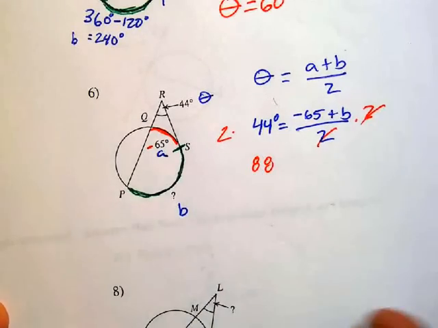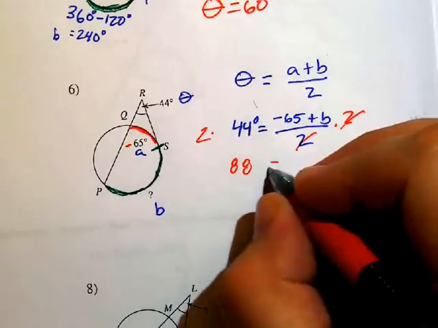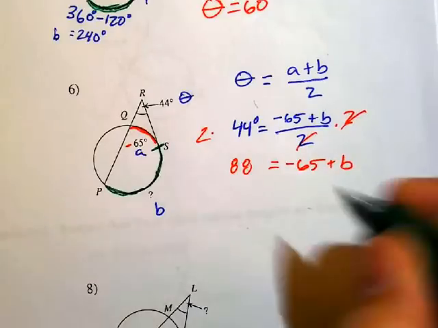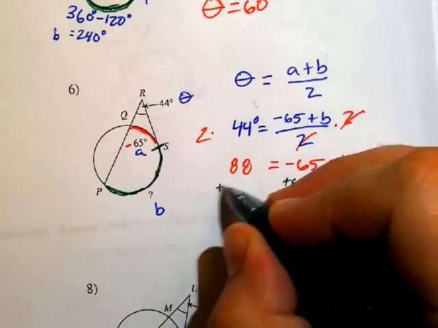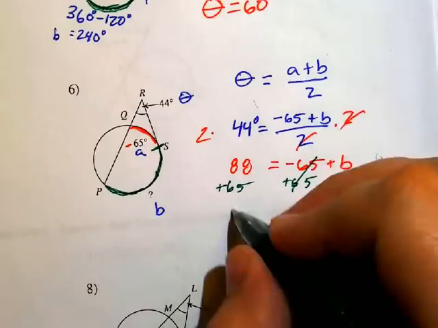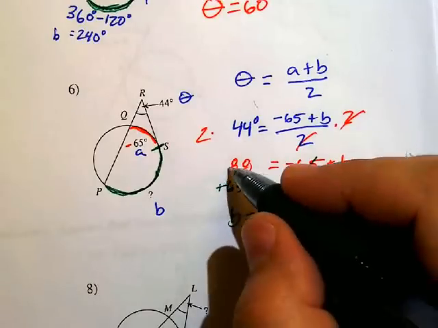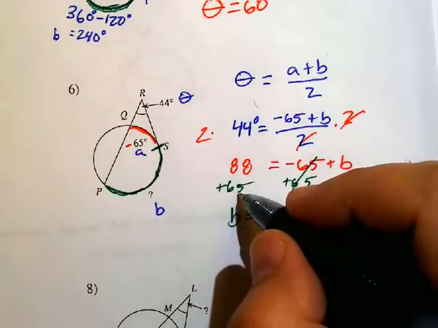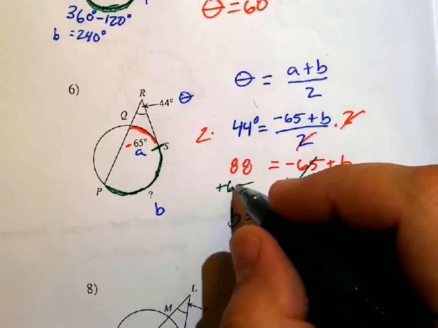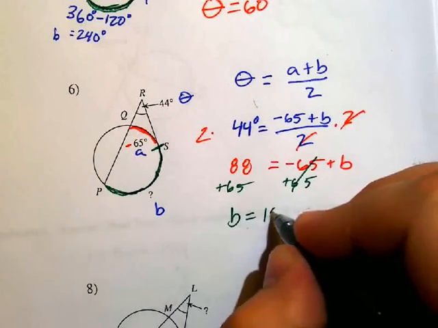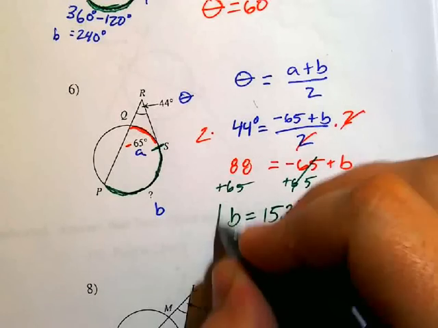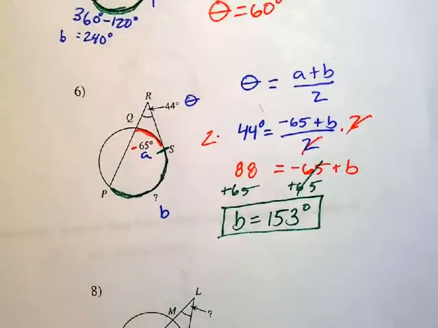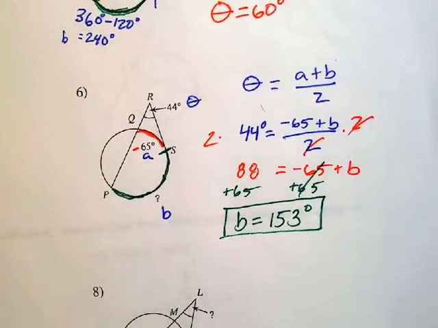So multiply both sides by 2 to get rid of this 2 off the bottom. And I'm going to get 88. These 2's are going to cancel. 88 equals negative 65 plus B. Add 65 to both sides to get rid of this one. And I'm going to get B equals, let's see, 88 plus 5 is 93, plus 60 is going to be 153 degrees, I believe.